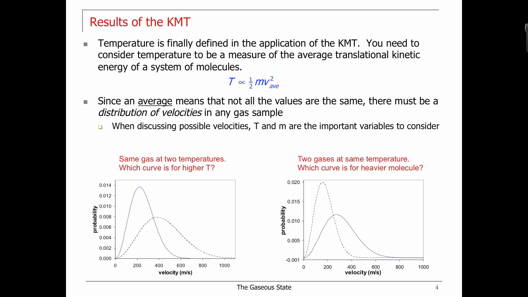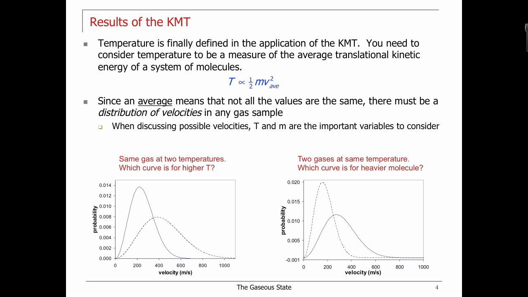So there are some interesting results that come out from the kinetic molecular theory. It's a statistical theory because it treats these individual particles as a big collection of particles. And in doing all the math in the kinetic molecular theory, it turns out there's finally a definition for what temperature is. Up until now, we've not really known what it is, but the kinetic molecular theory gives us that. It says that the temperature is a measurement of the average kinetic energy.